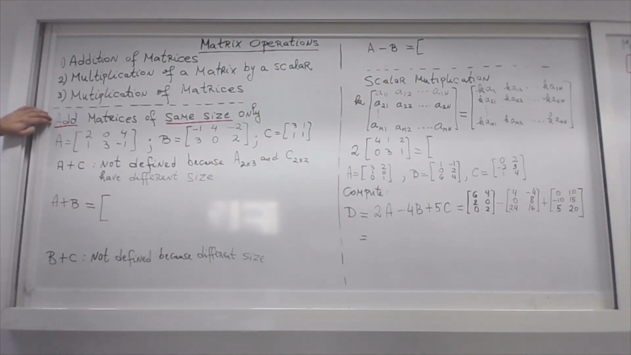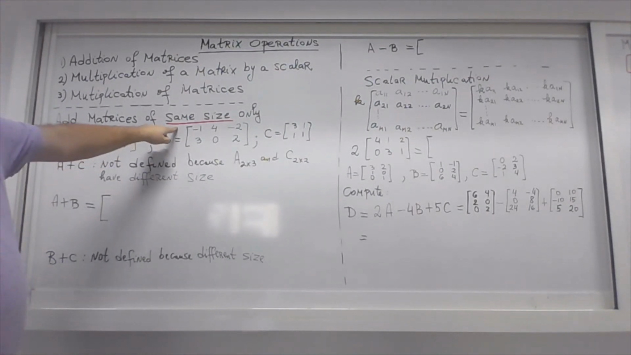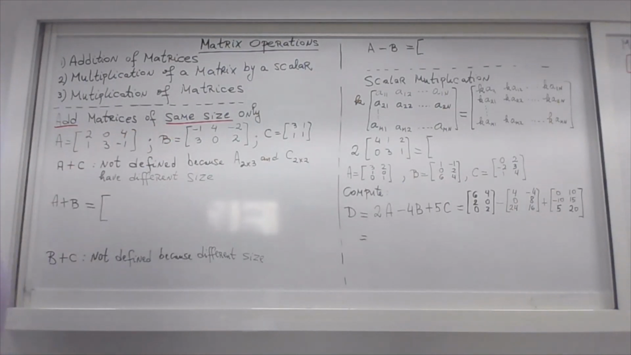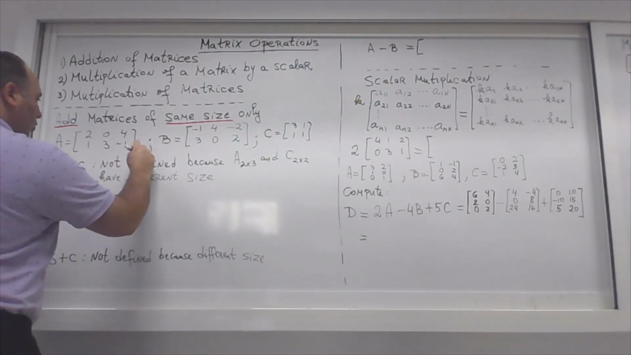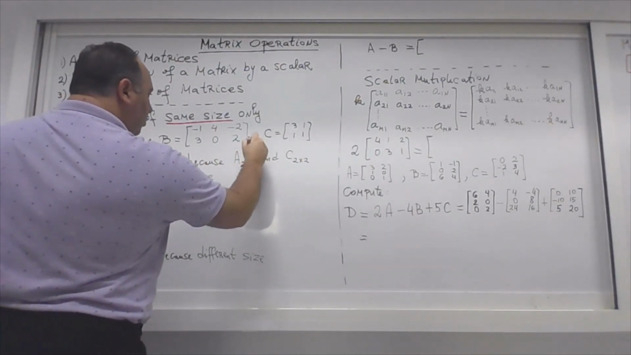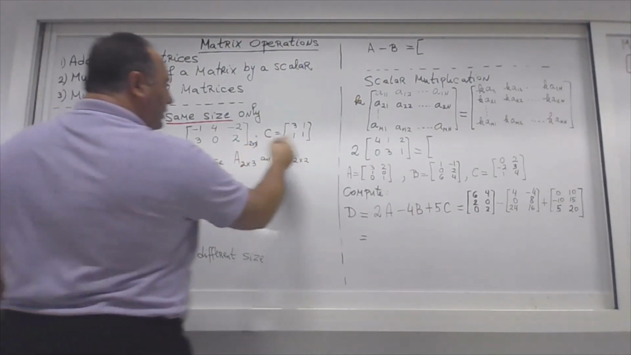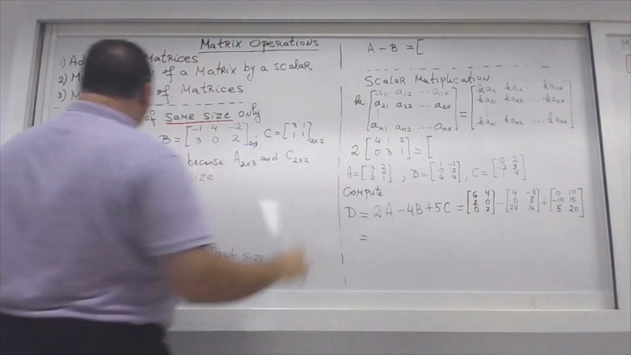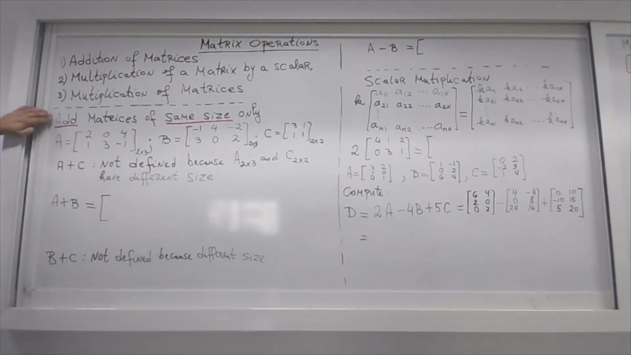For addition and subtraction, we can add or subtract matrices that have the same size. So if your matrices are of the same size, then you can add them or subtract them. For instance, here I have three matrices, A, B, and C. A is 2 by 3. B is also 2 by 3. And C is 2 by 2. So the rule says you can add or subtract matrices of the same size.